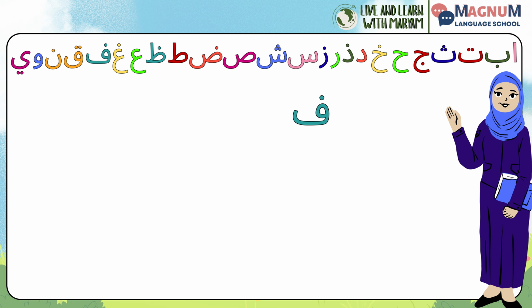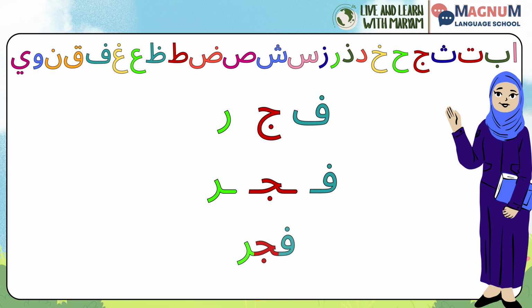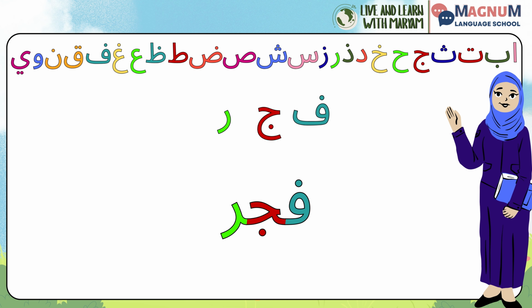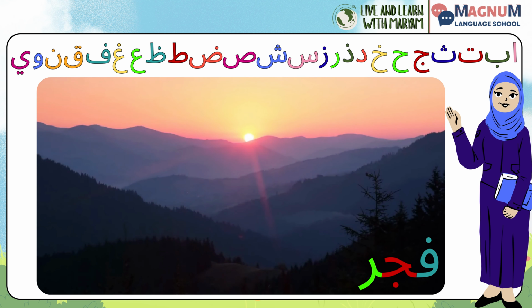First, we'll take thaa, jeem, and ra. Thaa being in the beginning, we'll take the leader position, a small circle with its single dot on top. Jeem is in the middle, taking the bridge position with its single dot underneath. Finally, ra. At the end, we'll take the finisher position shape. The word after connecting looks like this. This word is fajr. Fajr means dawn.